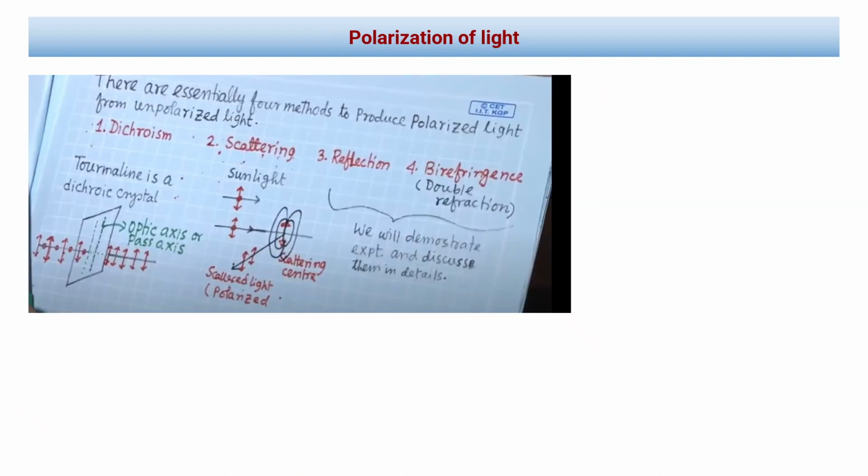Then, these were the different ways, right? We discussed there are some natural materials through which we get polarized light, or through scattering, or reflection, or refraction.